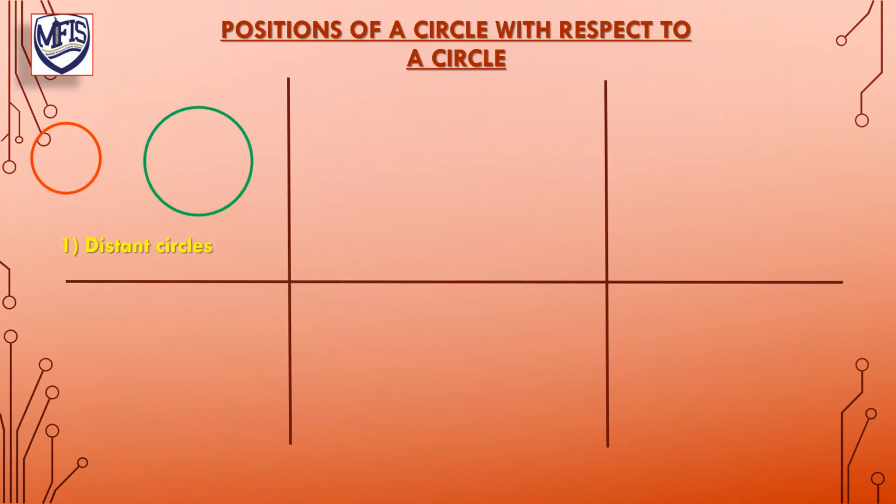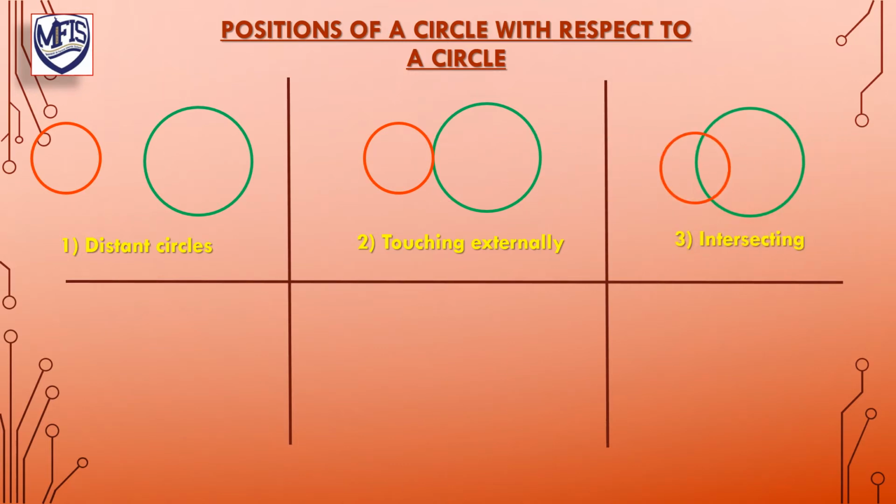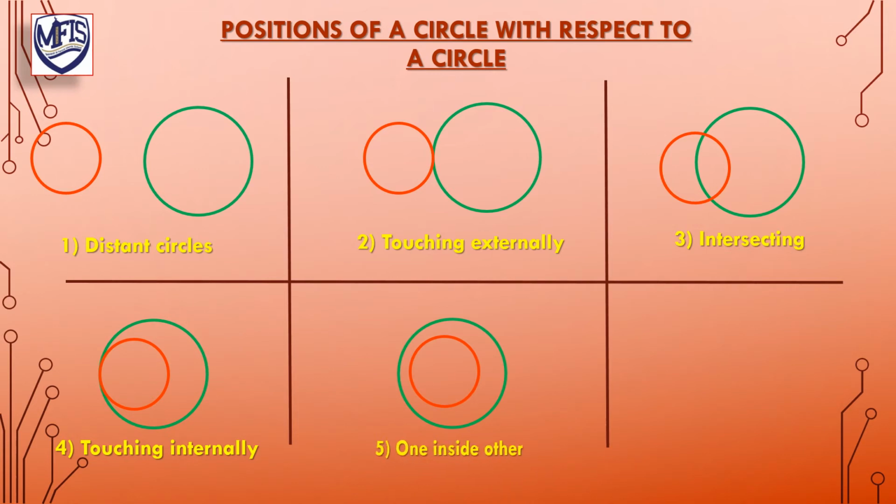Number 1, distant circles. Number 2, touching externally. The 2 circles are touching externally. Number 3, the 2 circles intersecting. Number 4, the 2 circles are touching internally. Number 5, the 2 circles, one of them inside the other. The last position is concentric circles. What's the meaning of concentric?